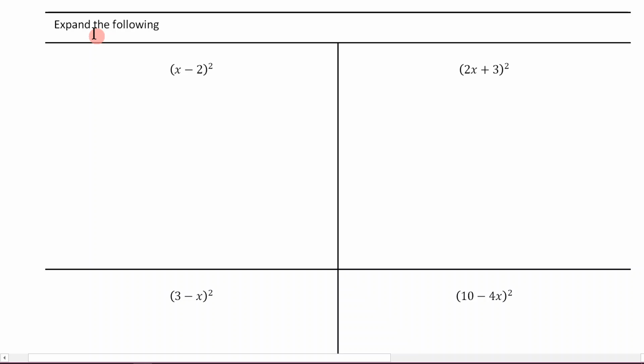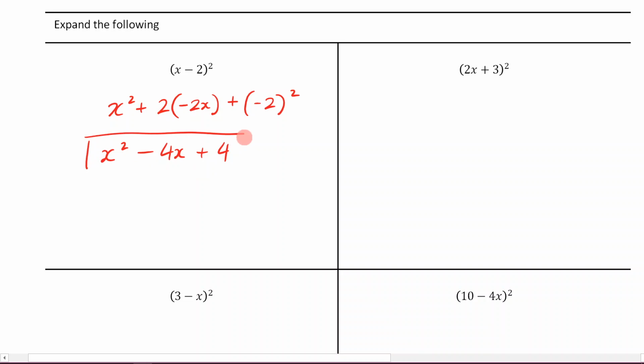Okay, let's now go into the questions you're going to be facing here. So it's going to say, expand the following. And how are you going to do it? You're going to go square the first term, plus 2 times the product of these two terms, negative 2x. Then plus the square of the last term, negative 2. X squared stays the same. This is going to become negative 4x. And then finally here, we're going to get plus 4. That is your answer.